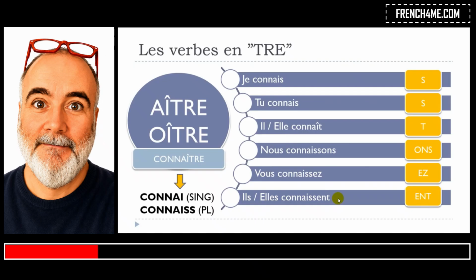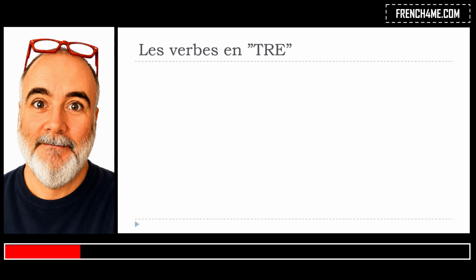Alright? So it's actually a bit difficult probably at the beginning, but once you have the idea that you get two different stems for the singular and for the plural, then it's actually quite easy. Regarding the circumflex thing, well, it's up to you if you want to write it or not, but you should put it, of course. Let's see now together the verbs that will actually be conjugated like connaître.